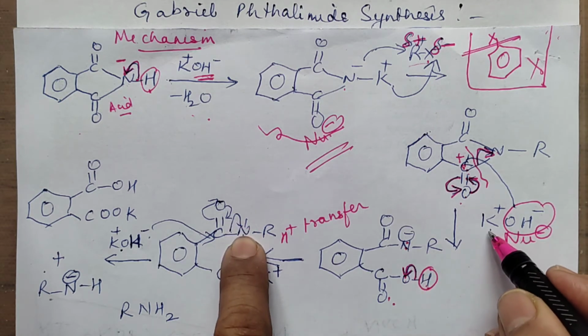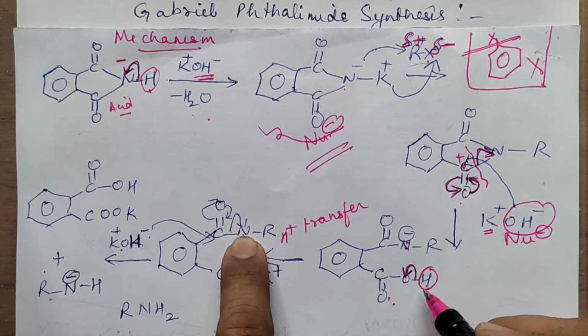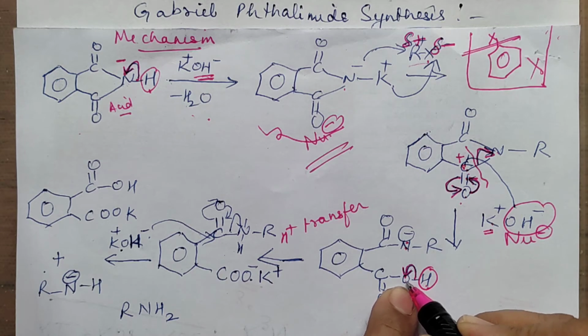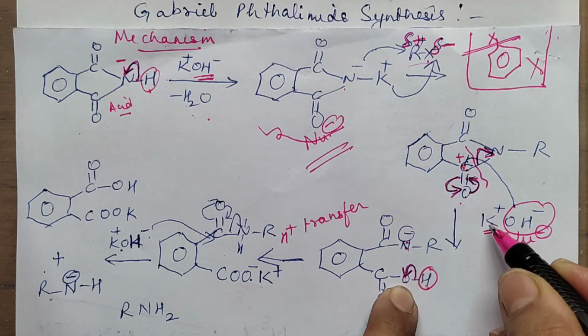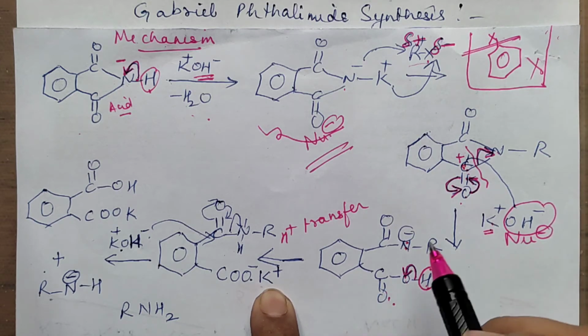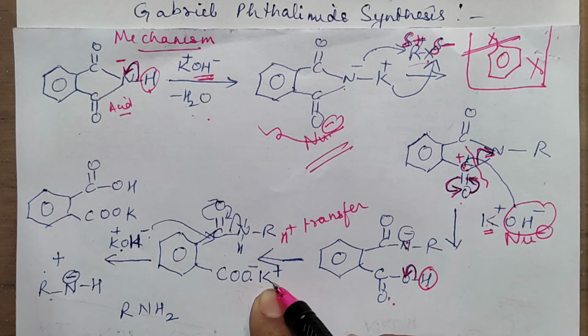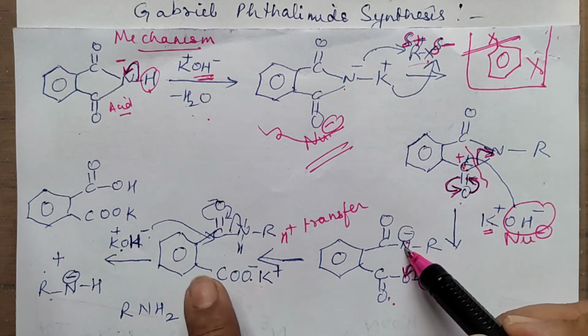Okay, and there was K plus also. This K plus will get attached to this O, because when this bond goes over here, this oxygen becomes negative. So this negative and K plus will form this. So what changes? That K plus I have written here, from here H plus I have taken there.